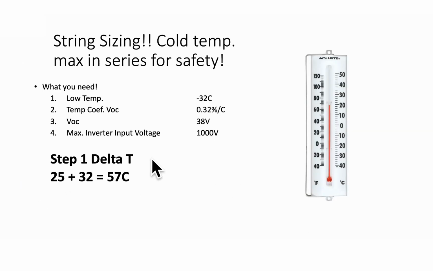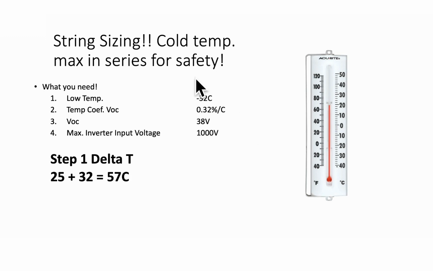22 is the answer. So step one, what we're looking at here is the delta T. And so we just did that. And these are the 4 things that we need. And remember, this is for cold temperature. It's a different calculation for hot temperature.